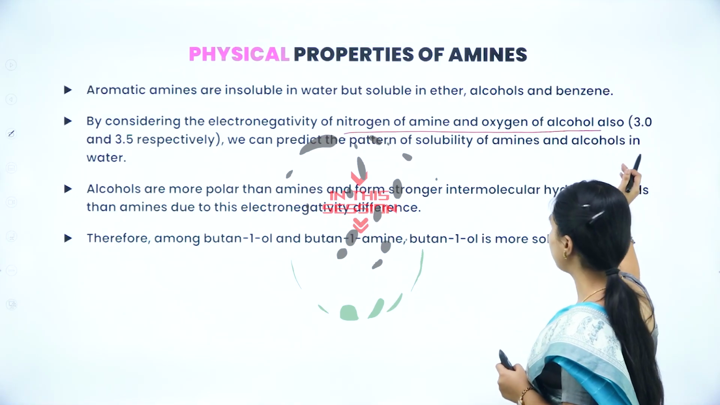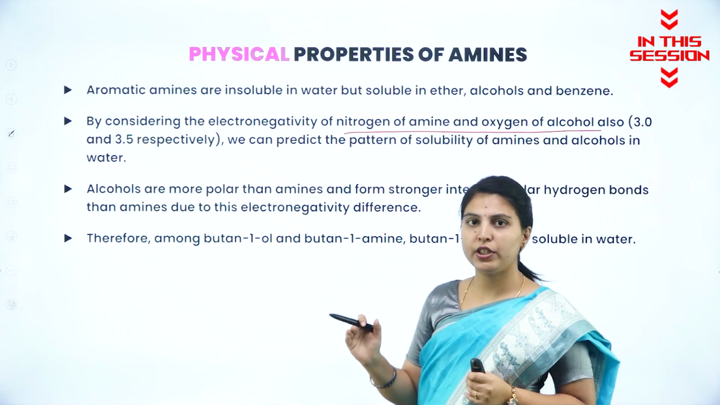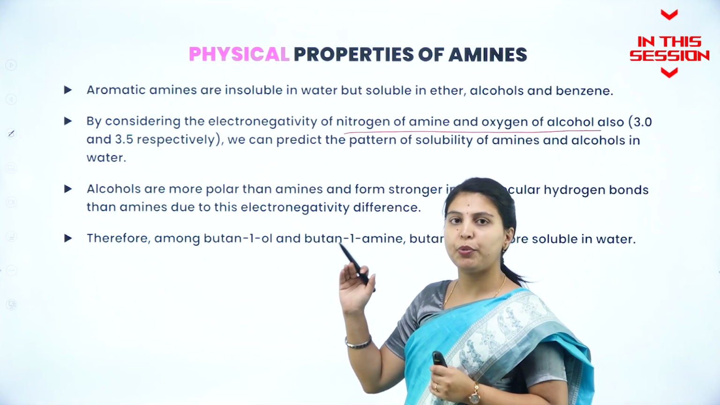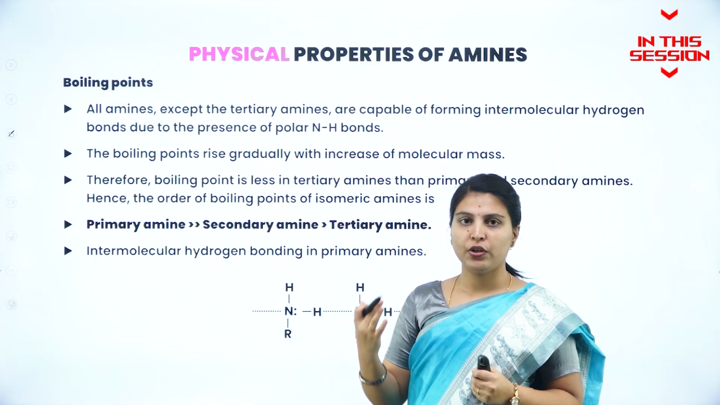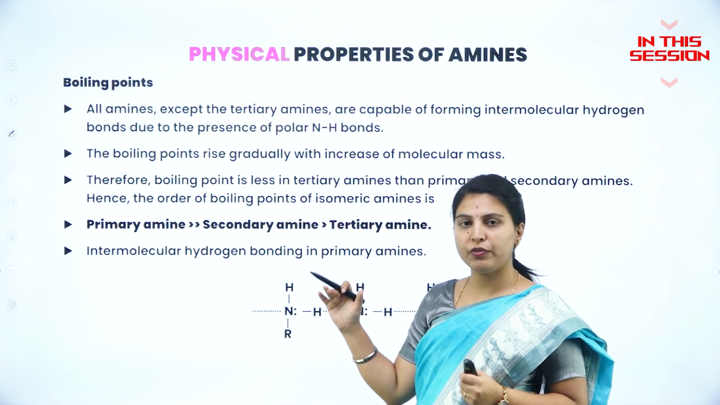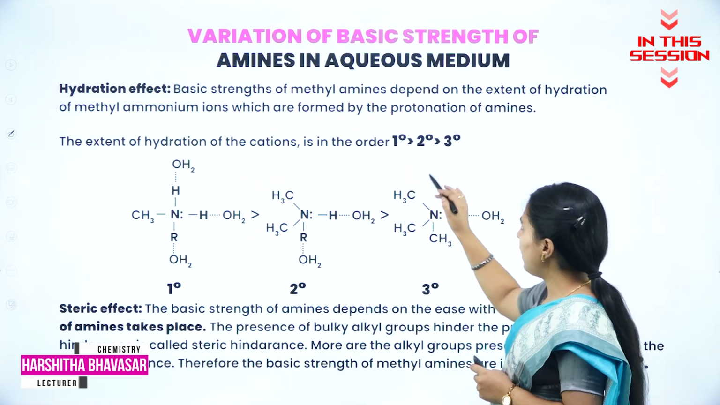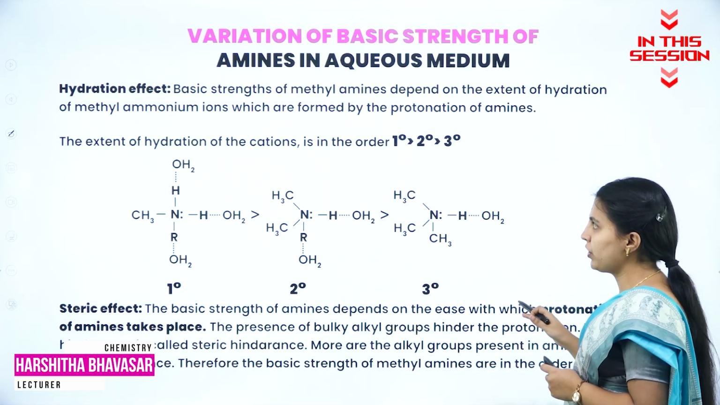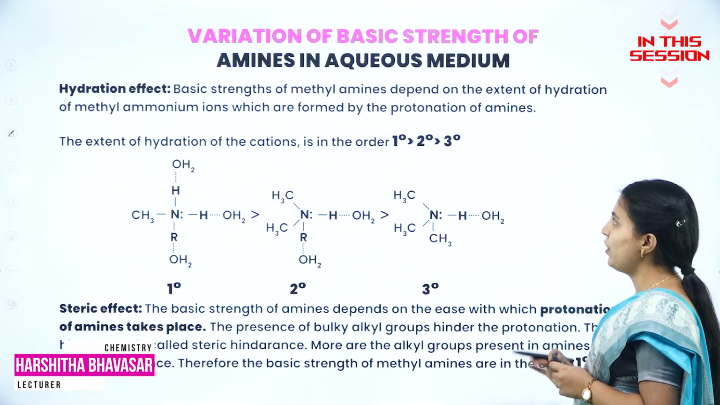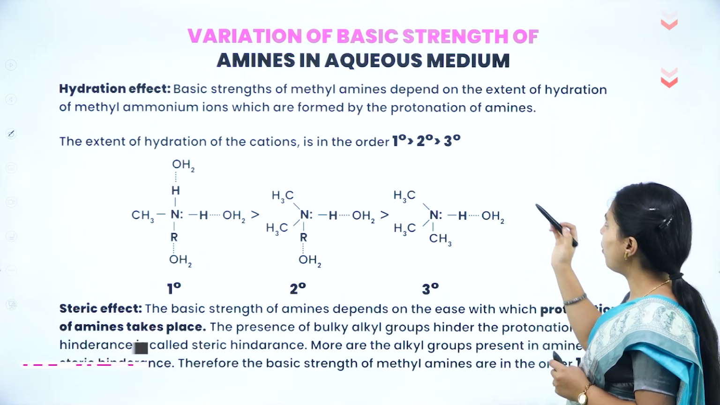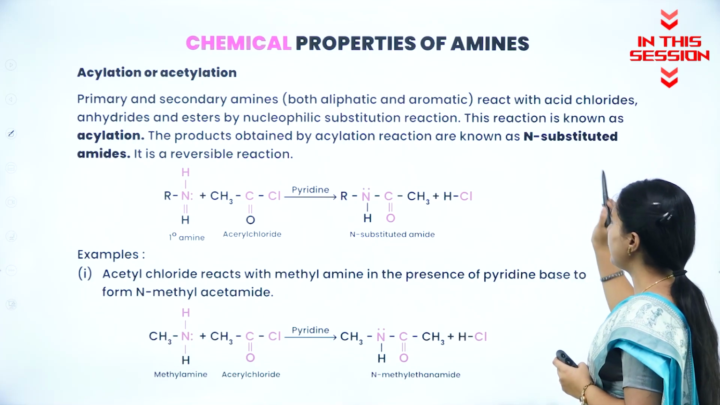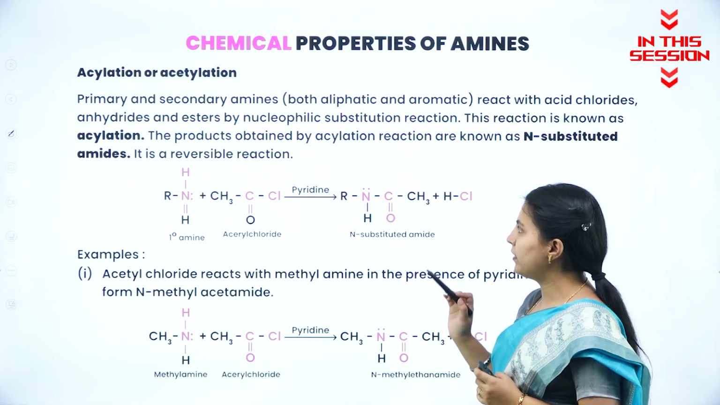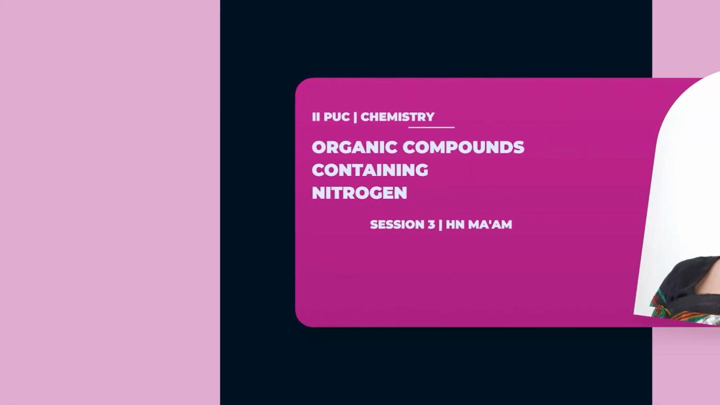Electronegativity of nitrogen is 3.0 and electronegativity of oxygen in alcohols is 3.5. When the molecular mass gradually increases, we know that the boiling point of that compound will also gradually increase. The basic strength of methylamine depends on the extent of hydration of methylammonium ions, which are formed by the protonation of amines. The products obtained by the acylation reaction are known as N-substituted amides. It is a reversible reaction.